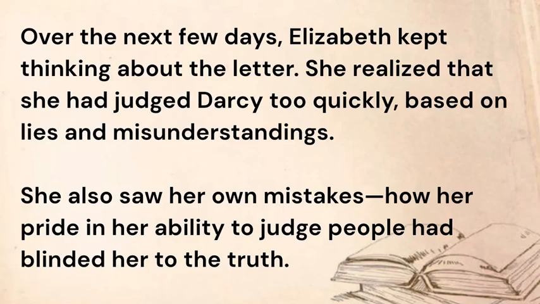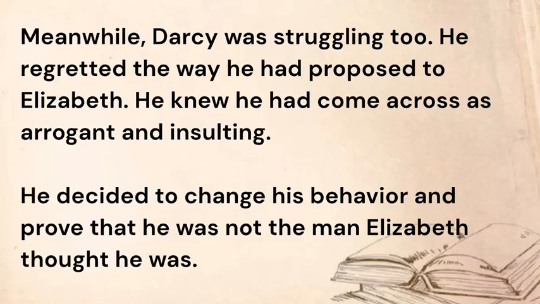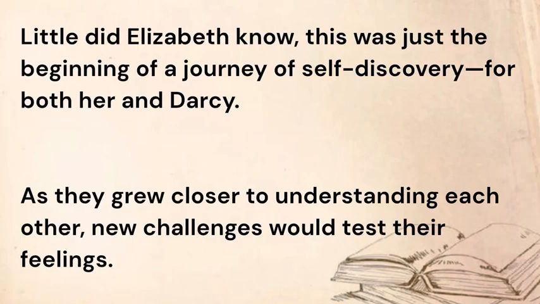She also saw her own mistakes, how her pride in her ability to judge people had blinded her to the truth. Meanwhile, Darcy was struggling too. He regretted the way he had proposed to Elizabeth. He knew he had come across as arrogant and insulting.